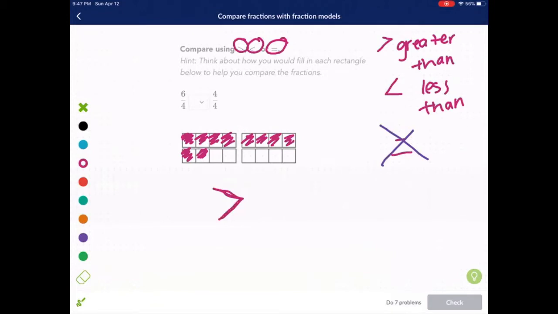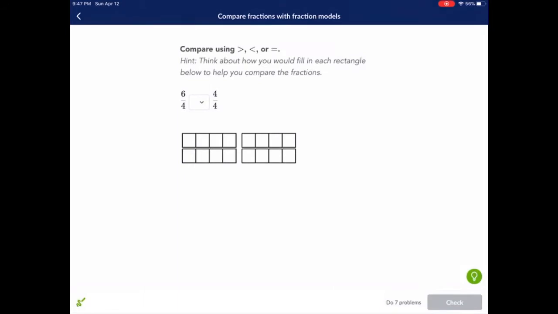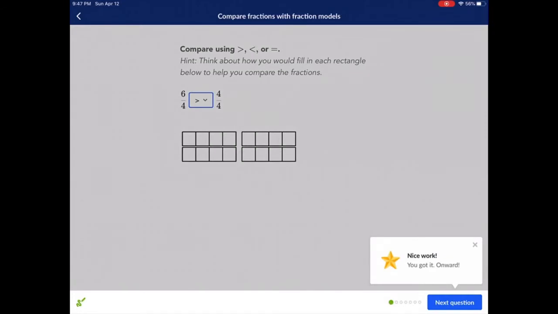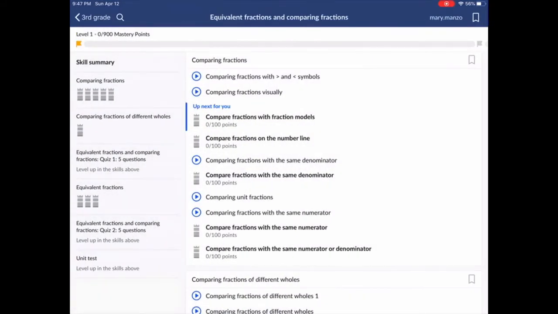Remember with these little alligator mouths, the greater than and less than, the mouth is going to be open to the bigger number. So because 6/4 is bigger than 4/4, the mouth is going to be open towards that one. Okay, let me get rid of the writing, and I'm going to put that in. Oh, don't get rid of the whole problem. And I'm going to put that in there, and let's check. Nice.